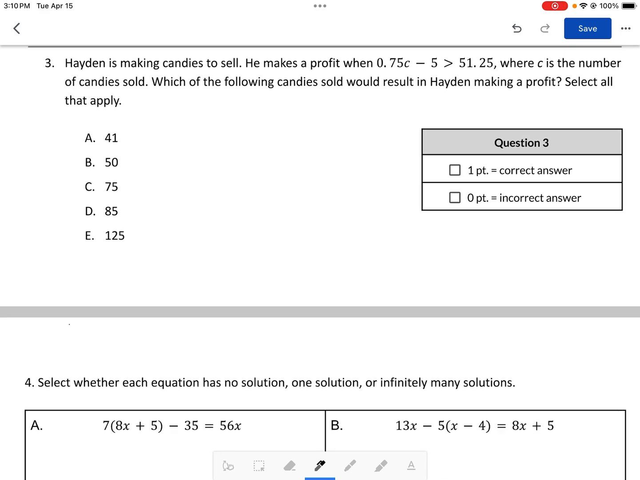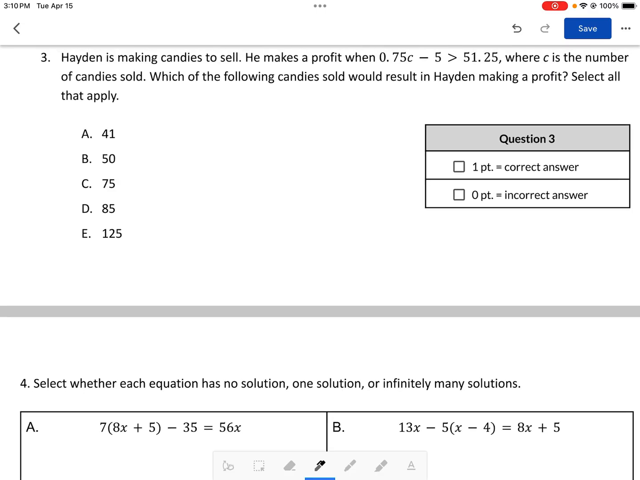For number 3, Hayden is making candies to sell. He makes a profit when 0.75C minus 5 is greater than 51.25, where C is the number of candies sold. Which of the following candies sold would result in Hayden making a profit? Select all that apply. Okay, so when I'm solving this, I'm going to plug each of these in for C to figure out which are greater than 51.25.